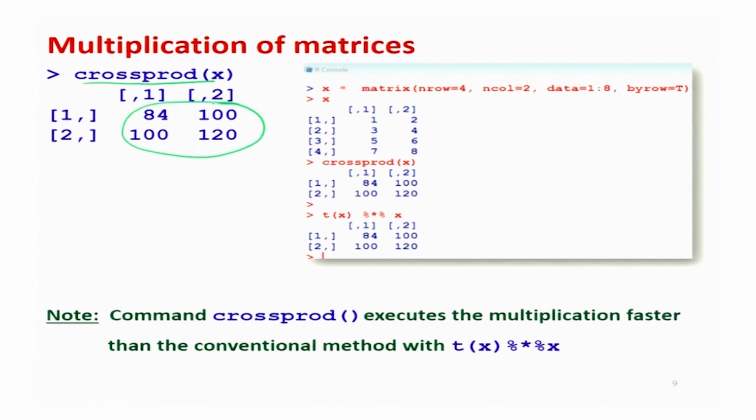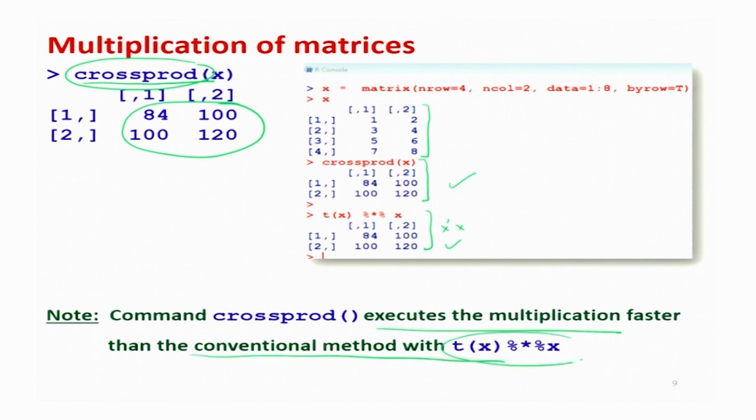And if you want to verify, you can verify on this screen also that I have this matrix X, and then I operate the command CrossProd, and then I use the basic command, that means X transpose X, and you can see that they have got the same outcome. When you are dealing with a bigger matrix, then it is said that this function CrossProd executes the multiplication faster than the conventional method.